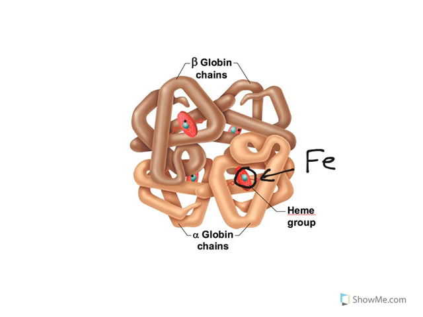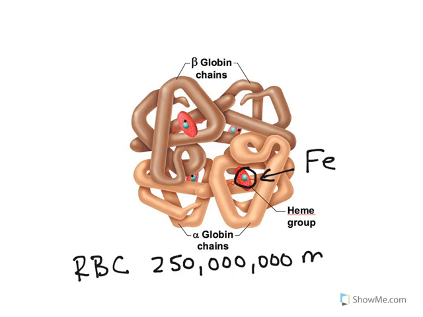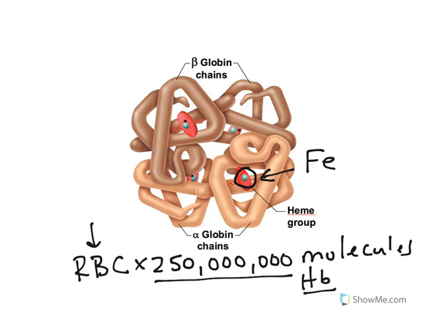Each red blood cell contains approximately 250 million molecules of hemoglobin. So, that's a lot, obviously. If you think about how many red blood cells there are floating around in the bloodstream and multiply that times 250 million, we obviously are carrying an astronomical amount of oxygen throughout our body at any given moment.